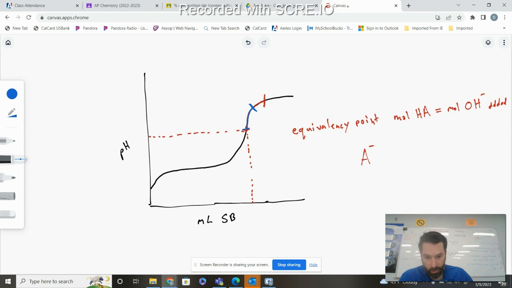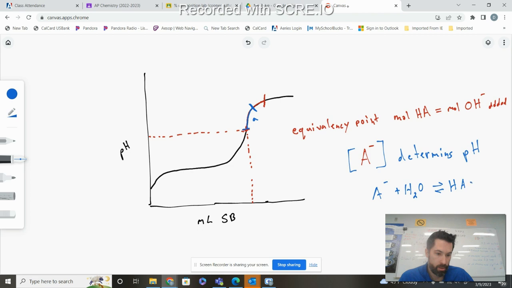So on this part, and I'm going to label this A, that part of our titration curve, the concentration of your A minus is dominating your pH. So it determines your pH. Okay. Because it's going to be A minus plus H2O going over to HA plus OH minus.